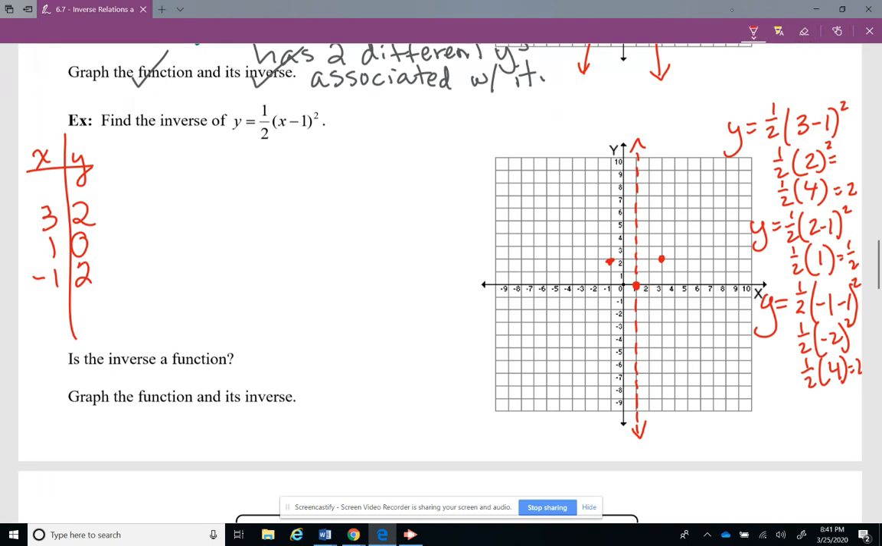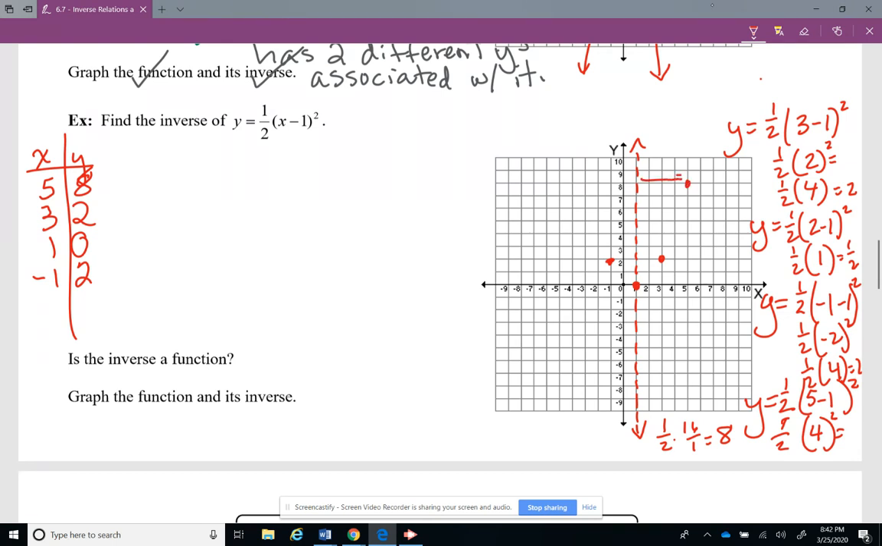So instead of me doing a 4, I'm going to skip it and put a 5 into my table. Okay, so let's see what happens. Put a 5 in. y equals 1/2 times (5 minus 1) squared. 5 minus 1 is 4. 4 squared is 16. And half of 16 is 8. All right, that one worked. So (5, 8).